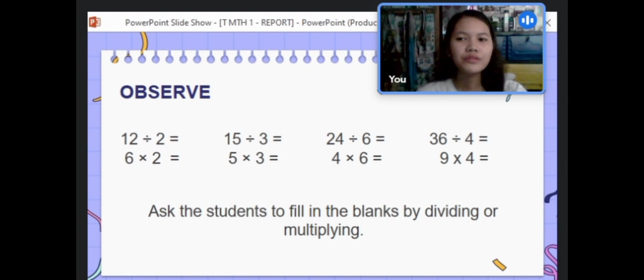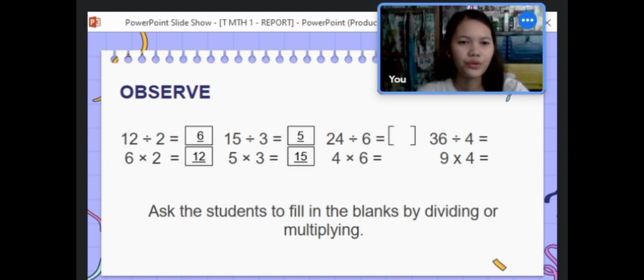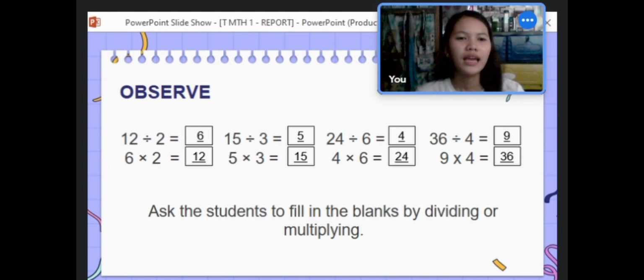12 divided by 2 is equals to 6. 6 times 2 is equals to 12. 15 divided by 3 is equals to 5. 5 times 3 is equals to 15. 24 divided by 6 is equals to 4. 4 times 6 is equals to 24. 36 divided by 4 is equals to 9. 9 times 4 is equals to 36.